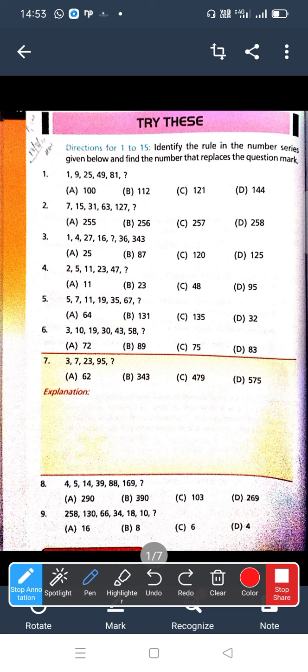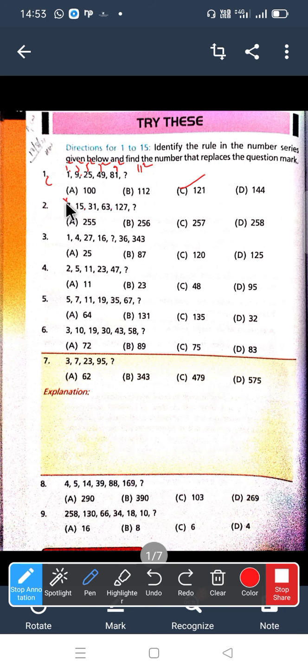Let us start with the new chapter, children. What comes next? The first series is 1, 9, 25, 49, 81. If you observe here, you will understand that this is 1 square, 3 square, 5 square, 7 square, 9 square. So odd numbers' squares they have taken. The next one is 11 square, 121. So option C.